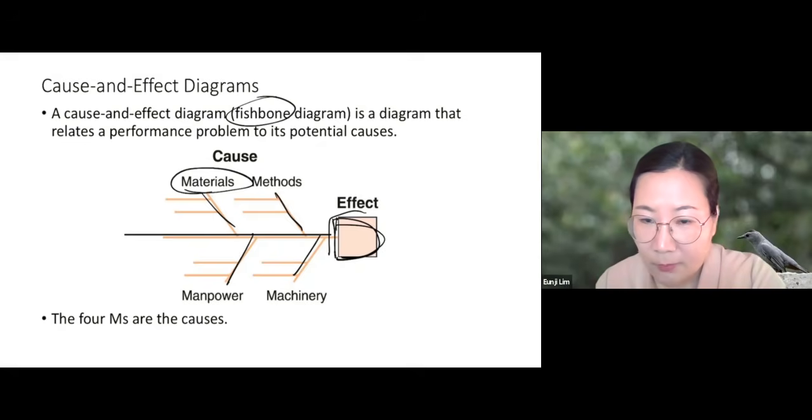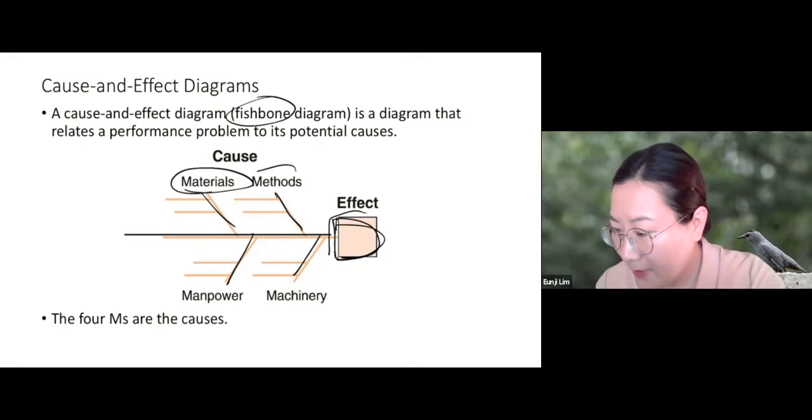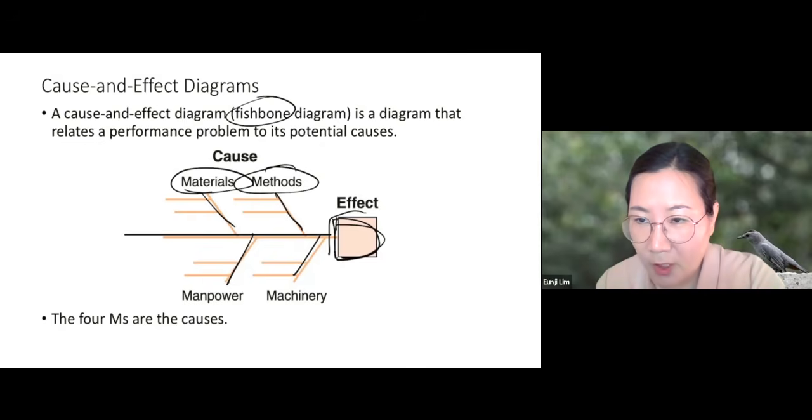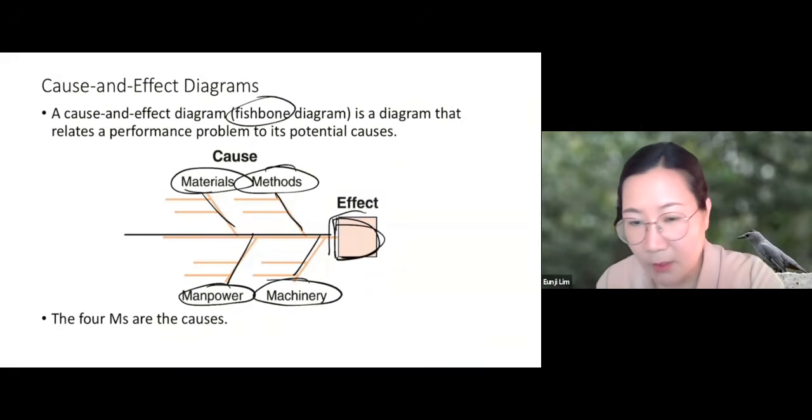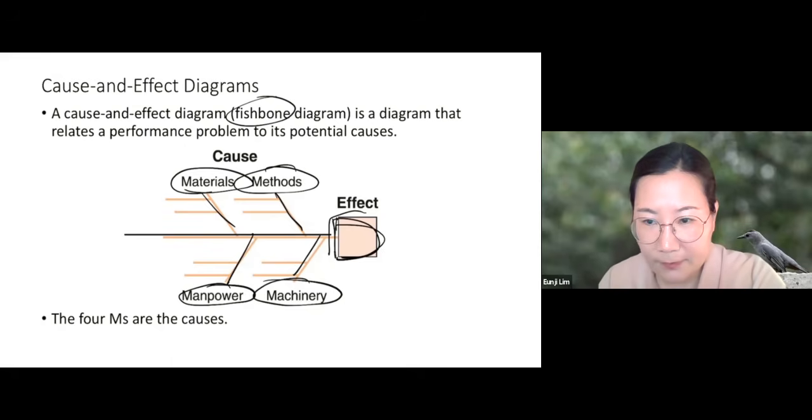Materials. Is the problem caused by the materials we use? Methods. Is the problem caused by one of the methods we use? Manpower. Is the problem caused by our employees? Or machinery? Is the problem caused by the equipment we use? And these groups are called 4Ms.